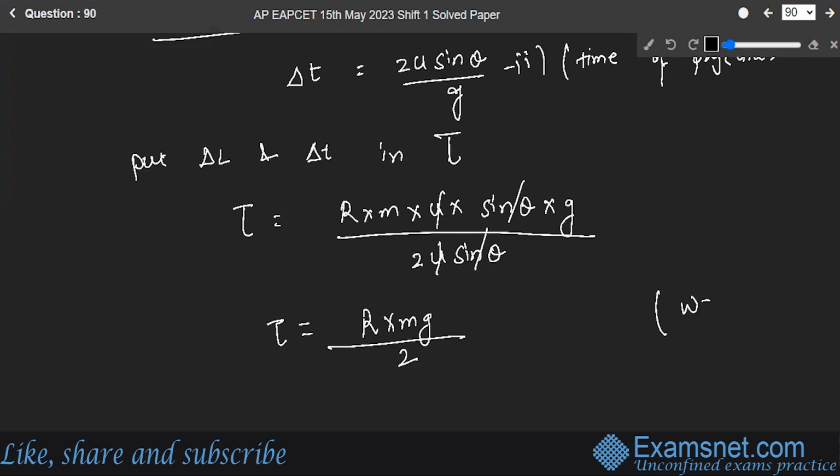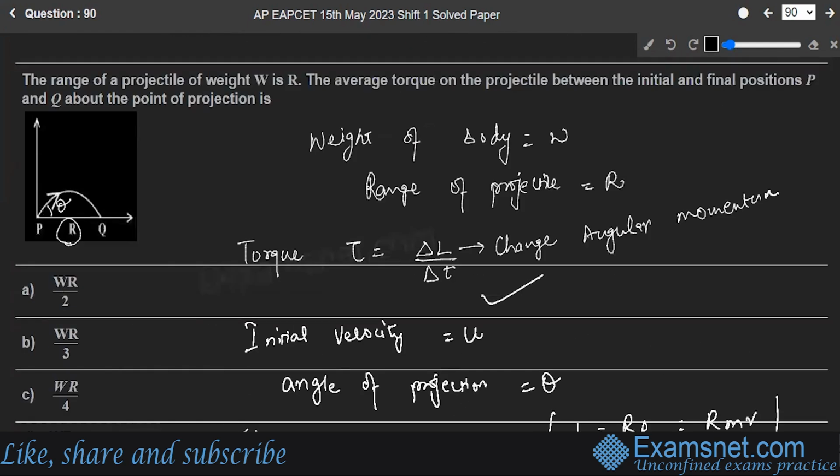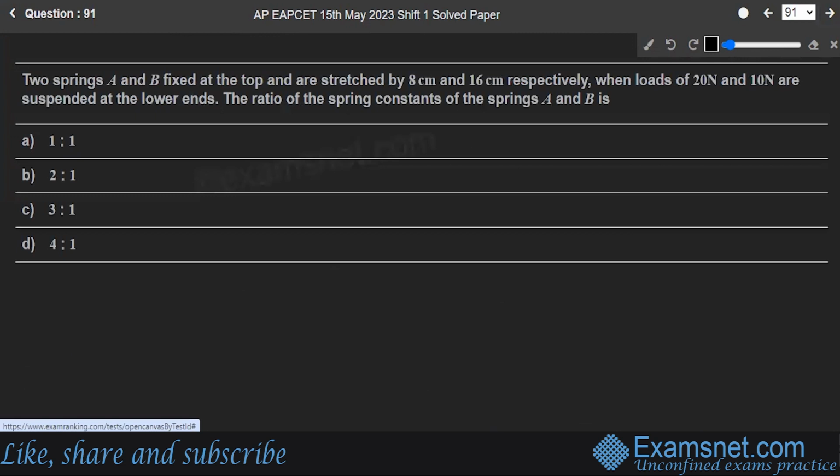See, weight is equal to mass into acceleration due to gravity. So this can be written as R into W upon 2, that is equal to the torque. And let's check. You have option A as the right answer. Hope you got that. Next is question number 91.